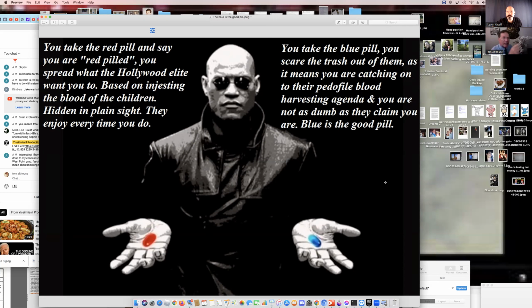And so if you look at this, it says you take the red pill and say you are red pilled. You spread what the Hollywood elite want you to, based on ingesting the blood of the children. Hidden in plain sight, they enjoy every time they do. And they do. They do. You take the blue pill, you scare the trash out of them, as it means you are catching on to their pedophile blood harvesting agenda, which makes the Immortal program. And you are not as dumb as they claim you are. Blue is the good pill.